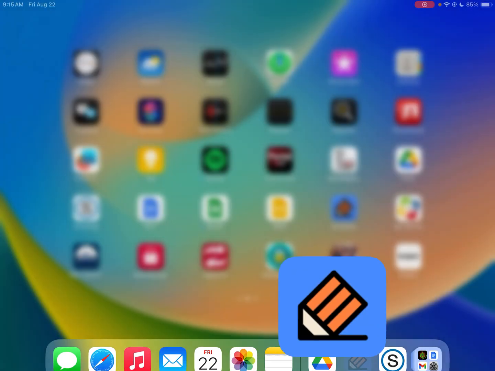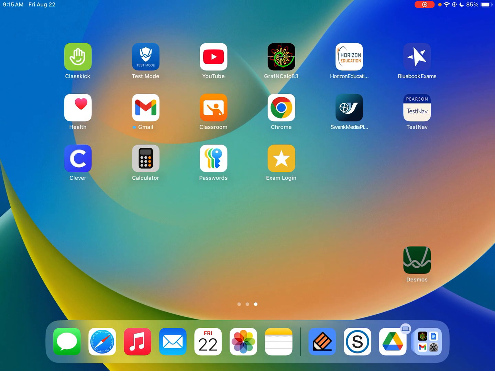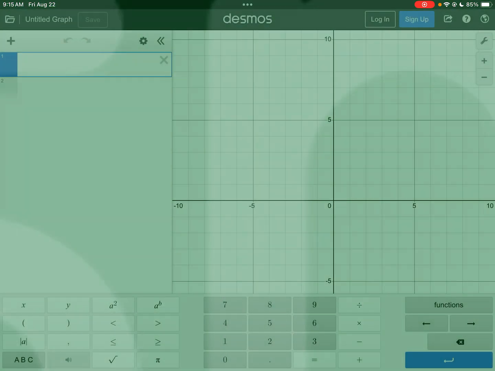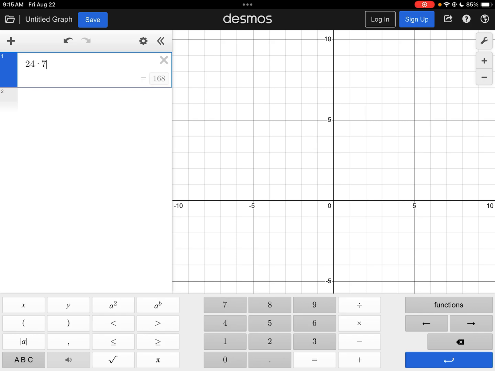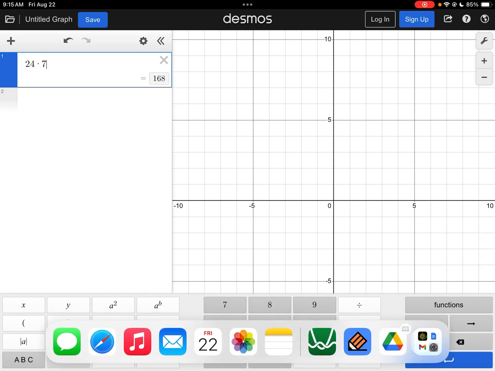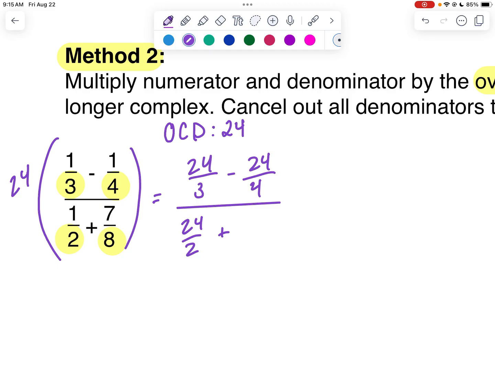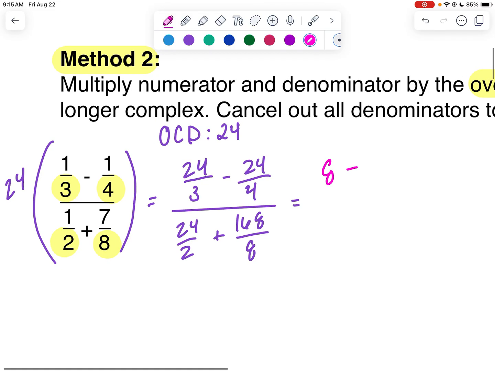Guys, I don't even know what that is. Where's my calculator? 24 times 7. Yowza. 168. 168 over 8, right? That's really what it means. And then we can simplify it even more. I have 24 divided by 3 is 8. Minus 24 divided by 4 is 6.